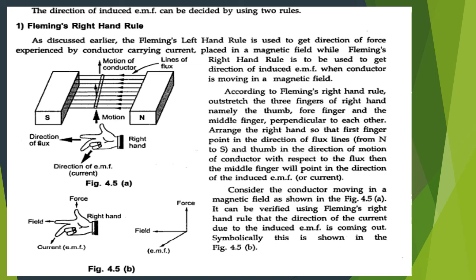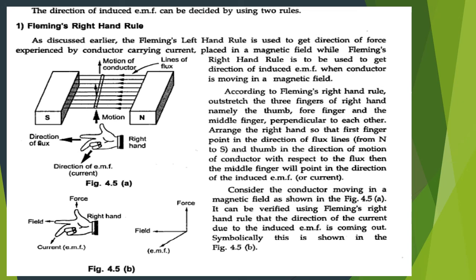According to Fleming's right hand rule, outstretch the first three fingers of your right hand, namely the thumb, forefinger and middle finger, so that they are perpendicular to each other. Arrange the right hand so that the first finger points in the direction of flux lines, from N to S pole, and the thumb in the direction of motion of the conductor with respect to the flux. Then the middle finger points in the direction of induced EMF or current, as shown in the picture.